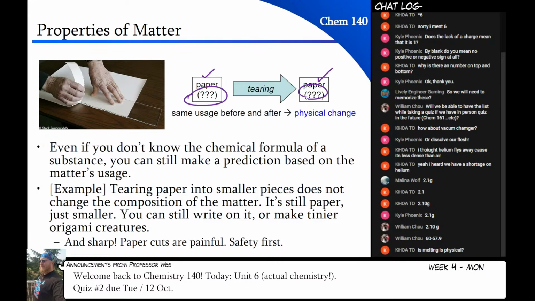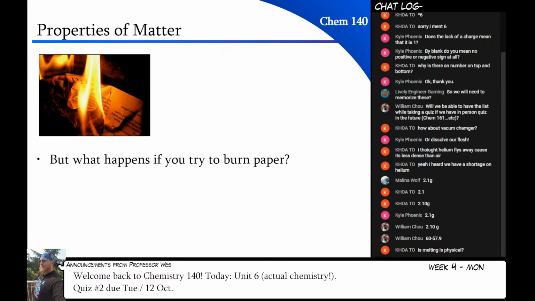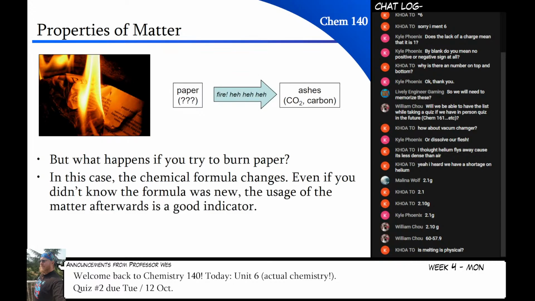Now, what if the formula does change? For example, if I try to burn paper, if you take a matchbook and you strike a match and hold it up to a sheet of paper, the paper goes up in flames, and you get this sooty brown ash, or gray ash, that chars up. It's very, very flaky.